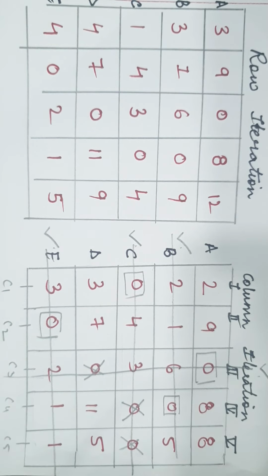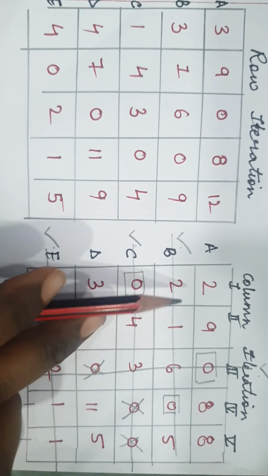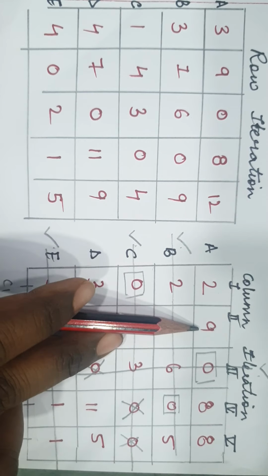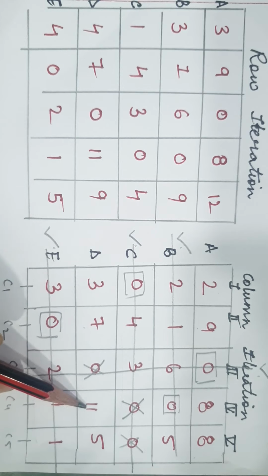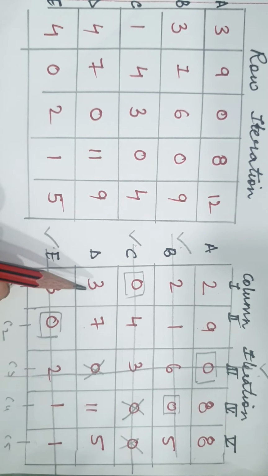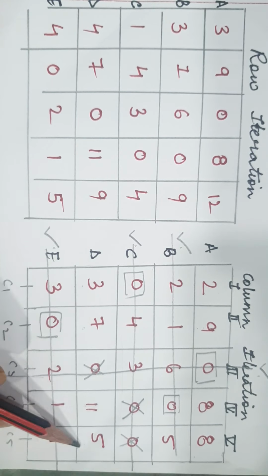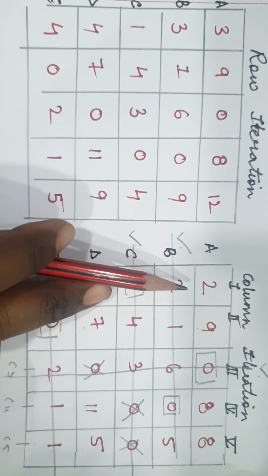So what you have to do now is, wherever you are finding a box, in that box you have to select the least one. So here, as you can see, this is 2, 9, 8, 8, 3, 7, 11, 5. Which one is the least term? 2. So you have to select that 2.